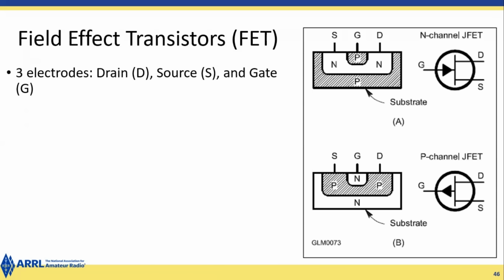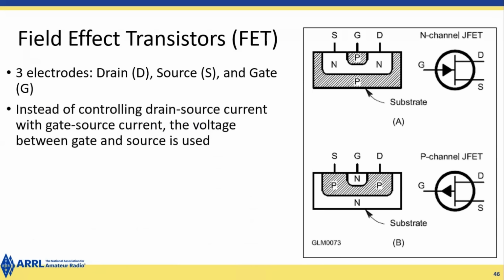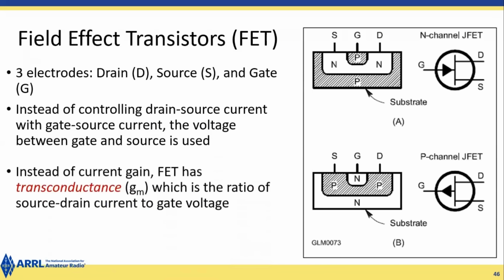Field effect transistors have three electrodes, a drain, a source, and a gate. Instead of controlling drain source current with gate source current, the voltage between gate and source is used.